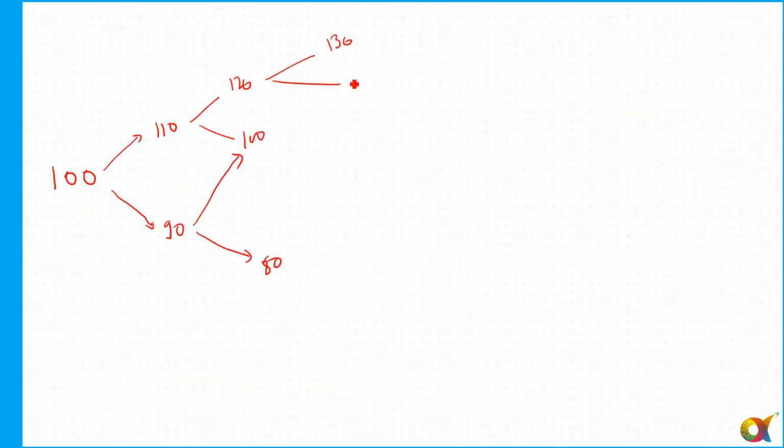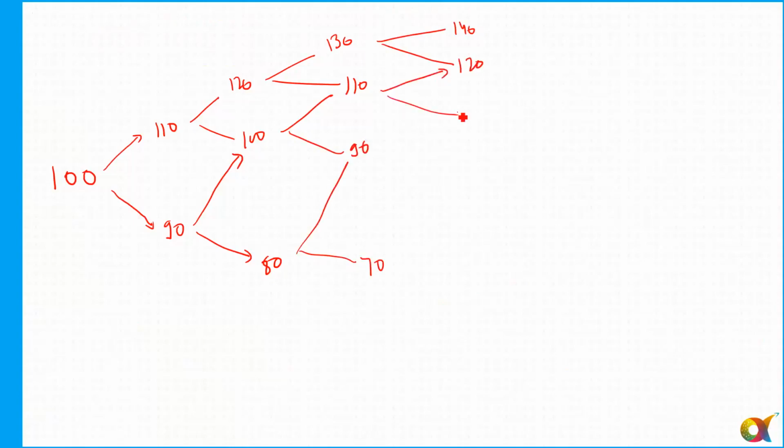Day 2, day 3: from 120 it can be 130 or 110. From 100 it can be 110 or 90. And from 80 it can move to 90 or 70. From 130 we can move to either 140 or 120. From 110 I can move to 120 or 100. From 90 I can move to 100 or 80. From 70 I can move to 80 or 60.